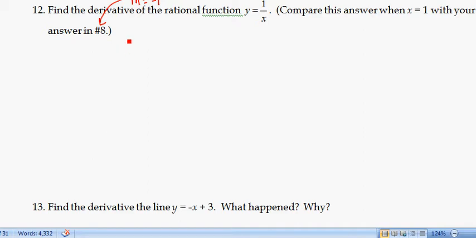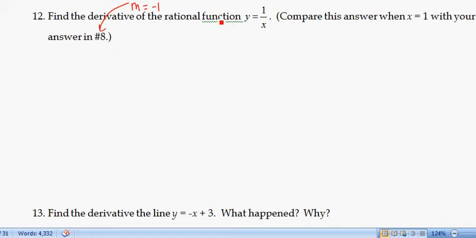Okay, let's look at finding the slope of another function here. So we're going to be finding the derivative, the slope function, of the function 1 over x. And I looked up number 8 just to compare later. We found that was -1. Okay, so what is the derivative? Let me start again with that.